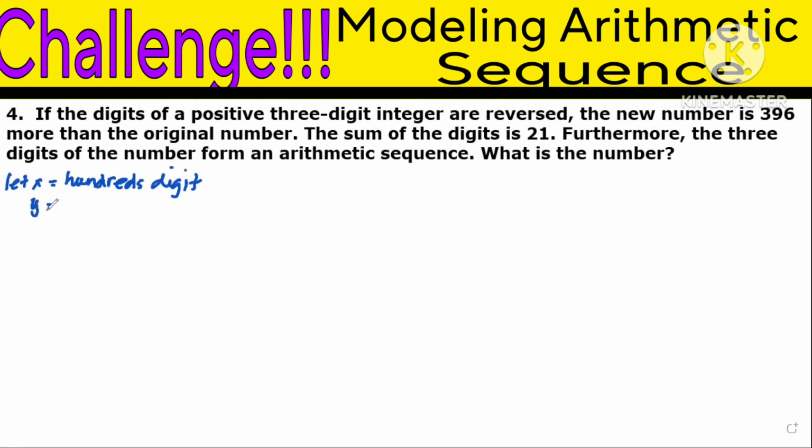Let y be the tenths digit, and z be the ones or the units digit. So if this is the case, then our number is in the form x, y, z. Now, to get the original number, we need to multiply each digit by its corresponding place value. So we have 100x plus 10y plus z is the original number.